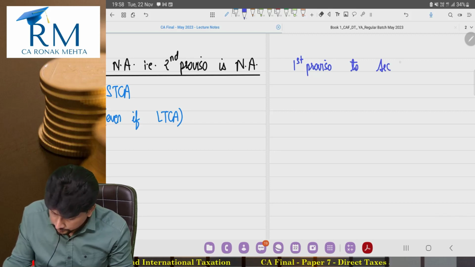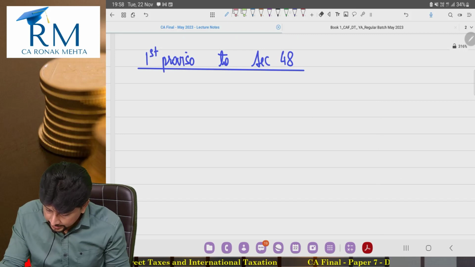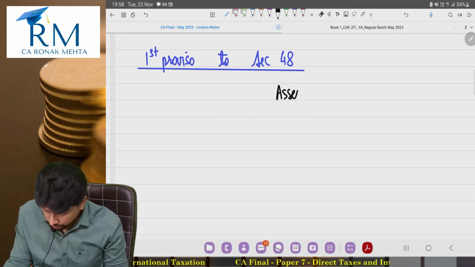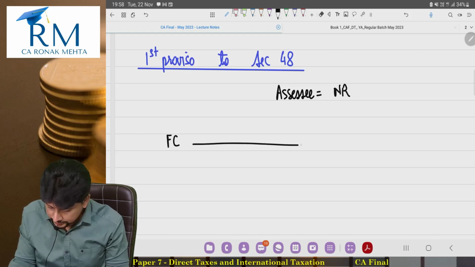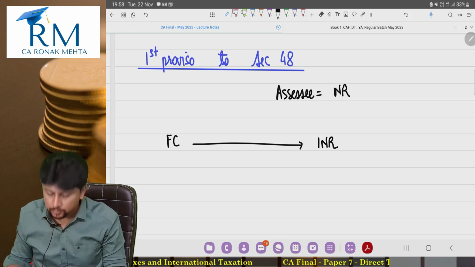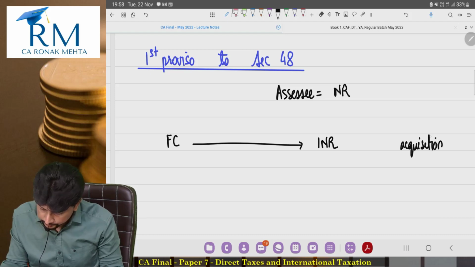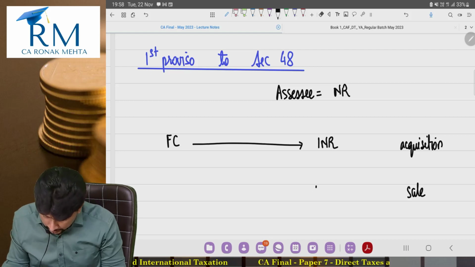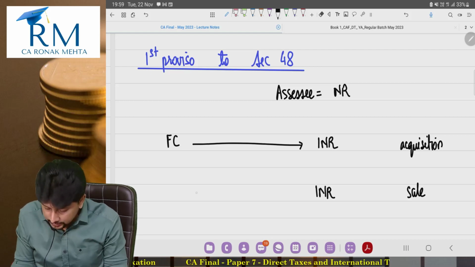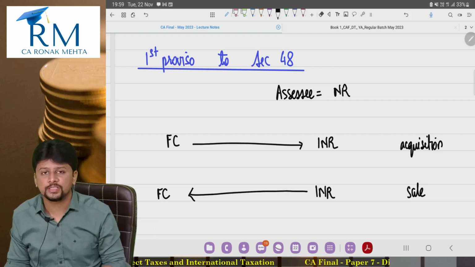First proviso to section 48. In this first proviso to section 48, my assessee is a non-resident. He brought foreign currency into India, which got converted into Indian rupees. This was at the time of acquisition. Then at the time of sale, he got the sale proceeds in Indian currency. This he will convert back into foreign currency and take it back into his country.